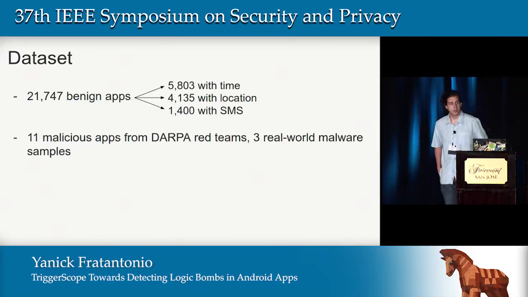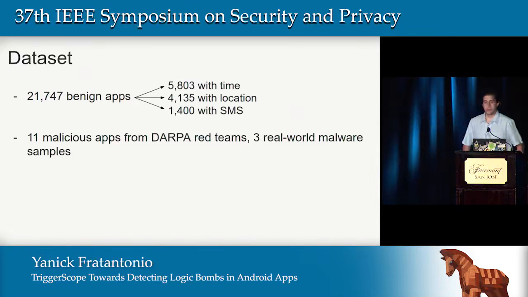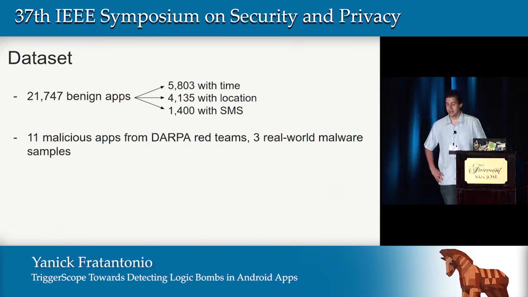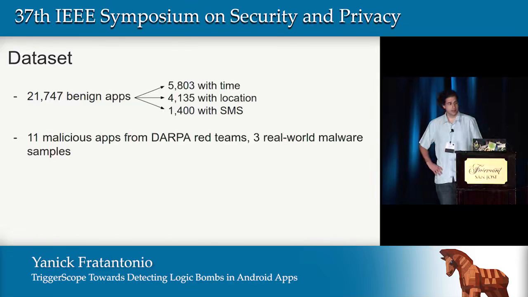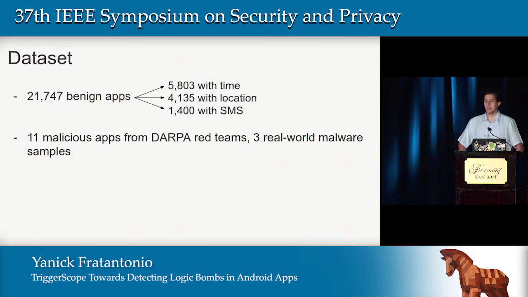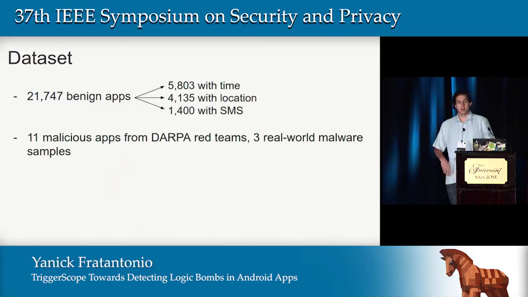The first one is about 22,000 benign apps collected by a previous crawl of the Play Store. And we scanned these applications for APIs related to time, location, and SMS, and that's how we constituted these three smaller data sets. For the malicious apps, we collected 11 malicious apps written by DARPA red teams. DARPA red teams are organizations that were asked to develop next-generation malicious applications that were able to evade current analysis systems. And we considered 3 real-world malware samples that were relevant to our analysis.